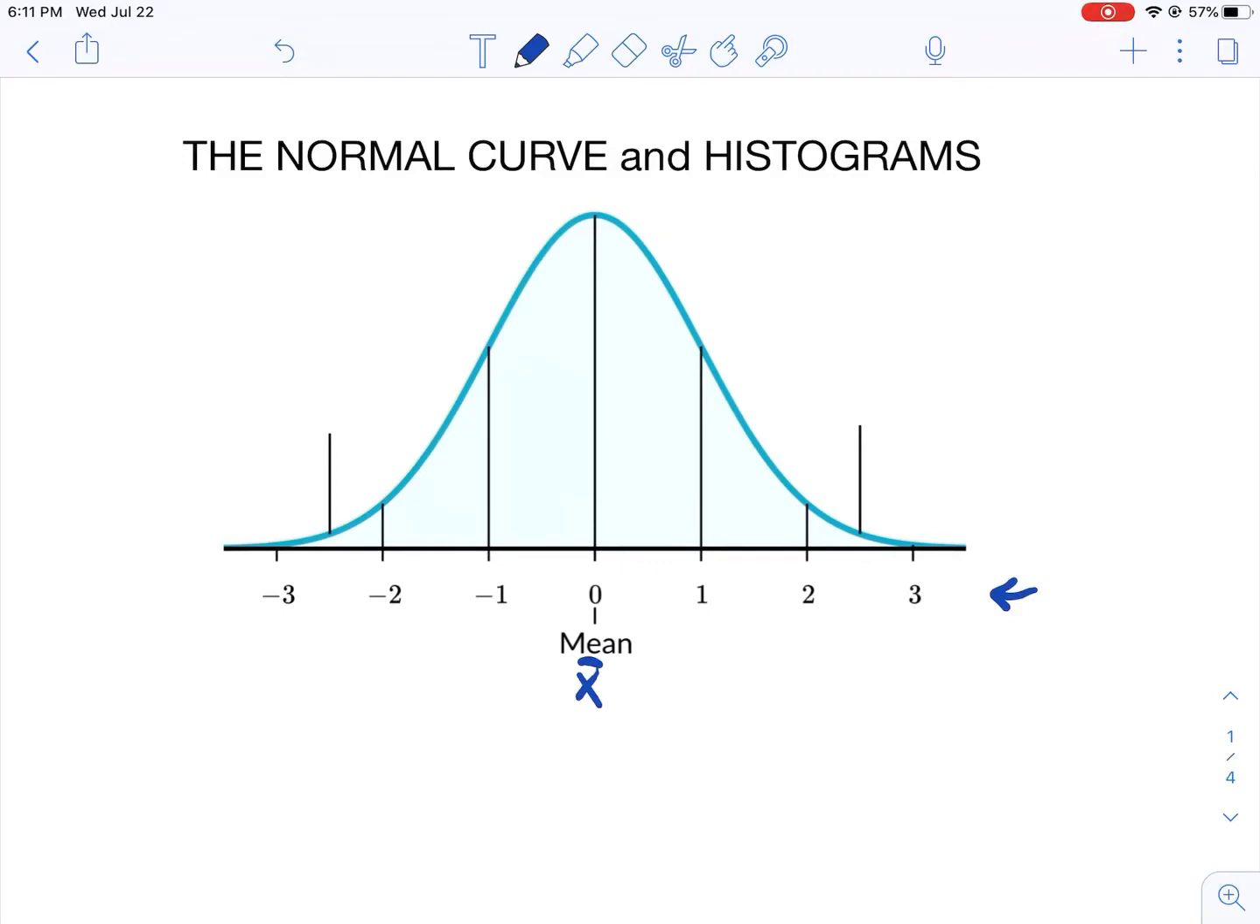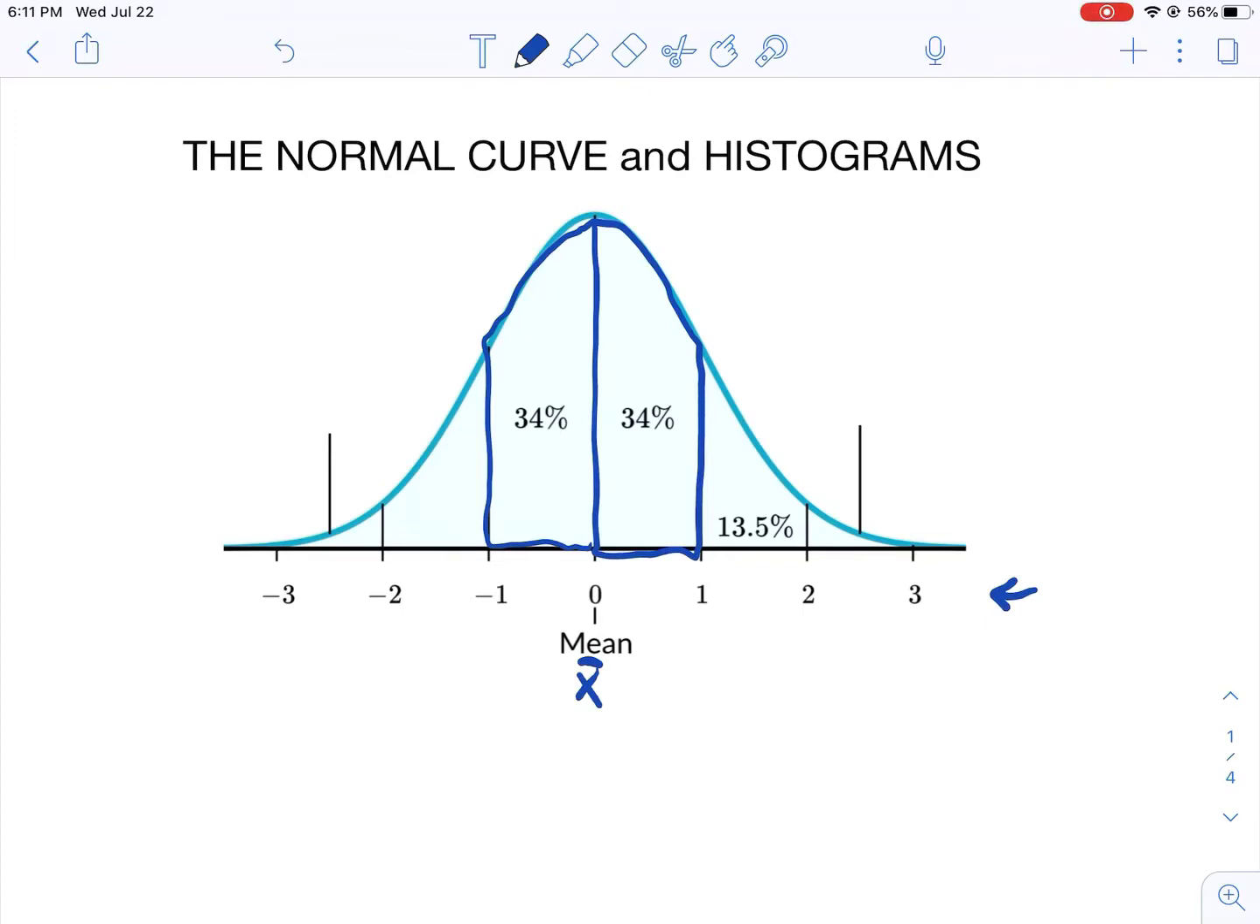So if I look at this region here that goes from 0 over to 1 up and under the curve, if I look at the stuff under there, that is going to be 34% of my data. And since this is a symmetrical relationship, if I look at this region right next to it, this one is also going to be 34% of my data. If I look out at the next region, this here is going to be 13.5%. As you can see, it's getting a little bit smaller.